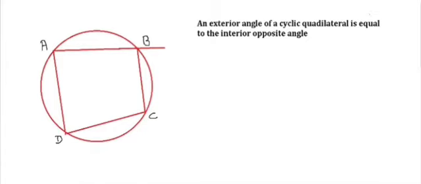Now here I am taking another theorem: an exterior angle of a cyclic quadrilateral is equal to the interior opposite angle. So if I am taking this exterior angle, it will be equal to the interior opposite angle, so this will also be x. See, if this is x, this is a straight line, so obviously this is 180 minus x. And we have just taken the theorem that the opposite angle sum is 180, so the sum of these will be 180. So from this we can conclude that an exterior angle of a cyclic quadrilateral is equal to the interior opposite angle. This is another theorem.